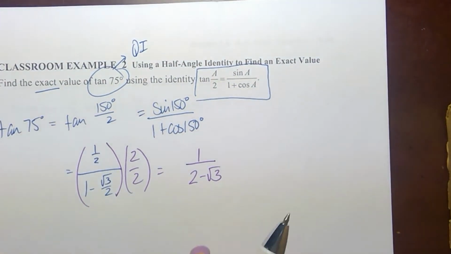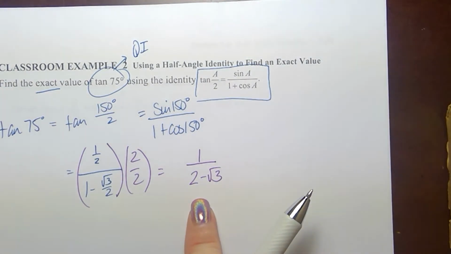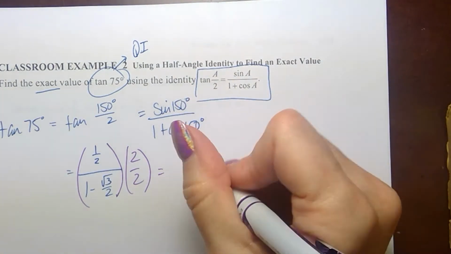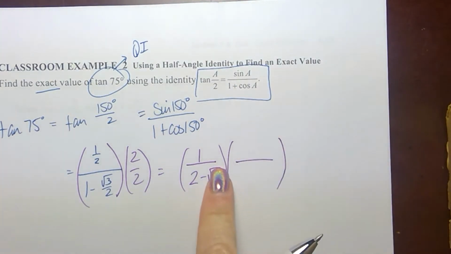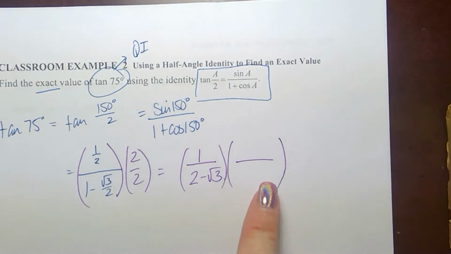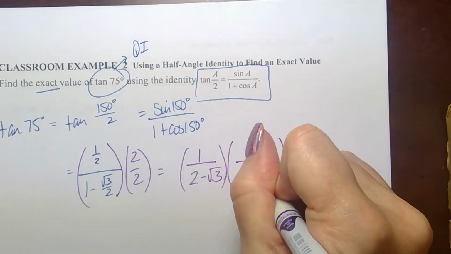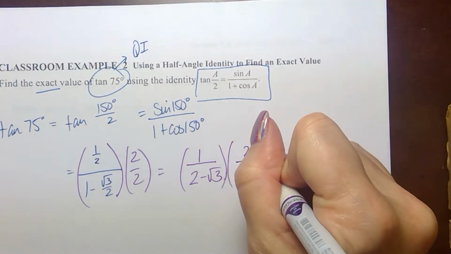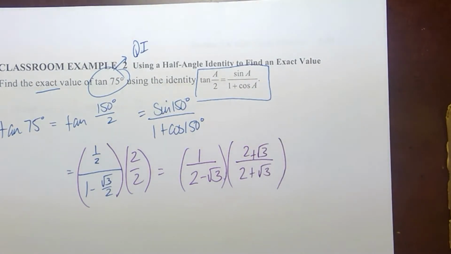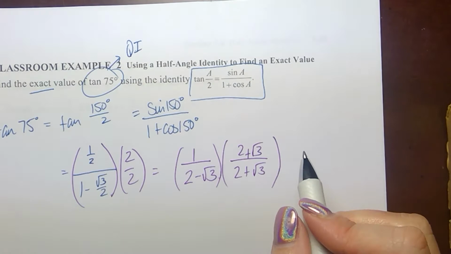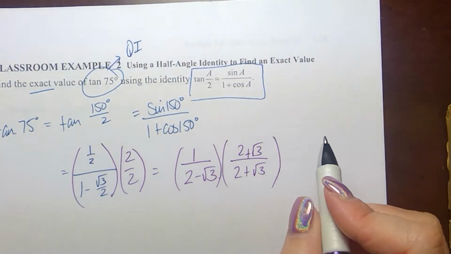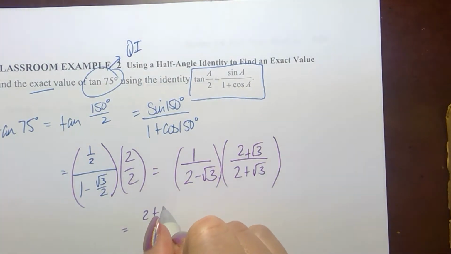Now, that's pretty simple, but I've got a radical in my denominator. I can't leave that. I have to rationalize my denominator. When I have a binomial, 2 terms that I need to rationalize, I multiply by that well-chosen one, and I use the conjugate, 2 plus square root 3 over itself. Now in the numerator, I just have 1 times 2 plus square root 3. That just gives me 2 plus square root 3 in my numerator. 2 plus square root 3.